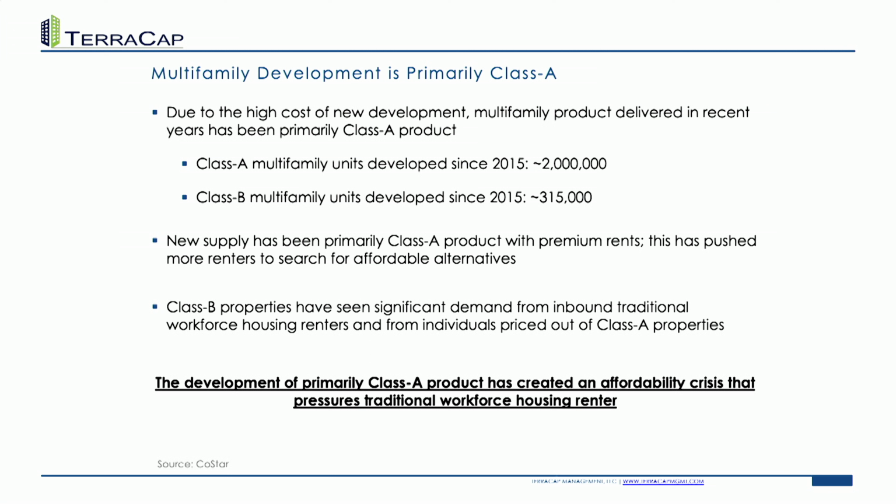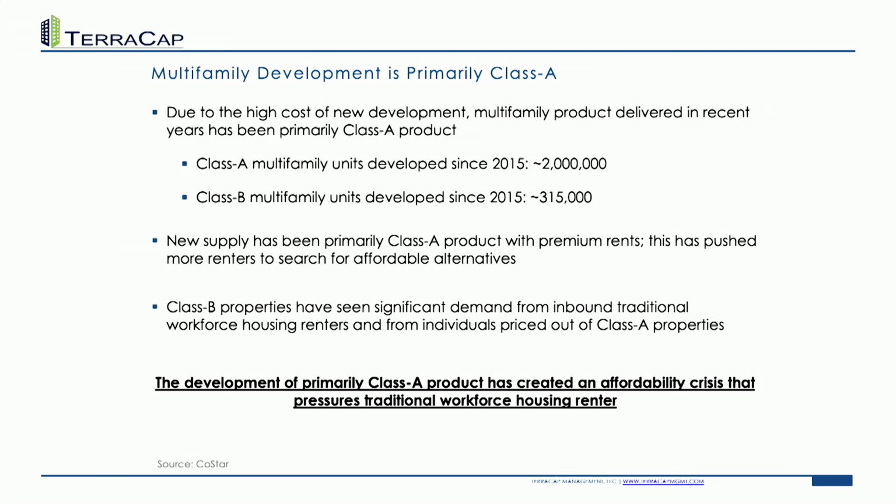So multifamily, this is really interesting. As an investment manager, if you're developing multifamily, because of the cost of new construction, you're probably developing higher quality, what's considered Class A multifamily product, okay? So this is the proof in the pudding. Since 2015, so in the last 7 years, of multifamily apartments that were delivered, 2 million were Class A, and only 315,000 were Class B. And Class B is your typical workforce housing, anywhere from $1,200 to $2,400 a month on average rents.